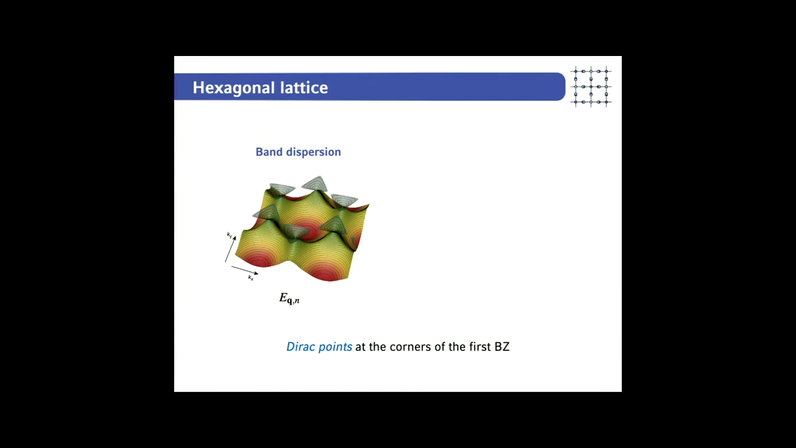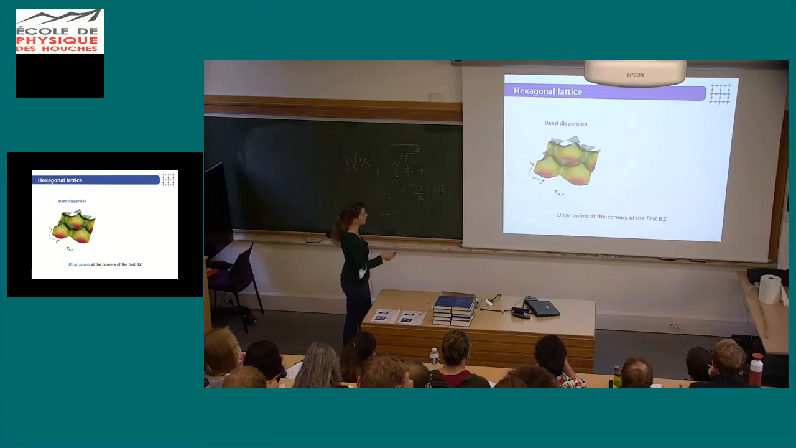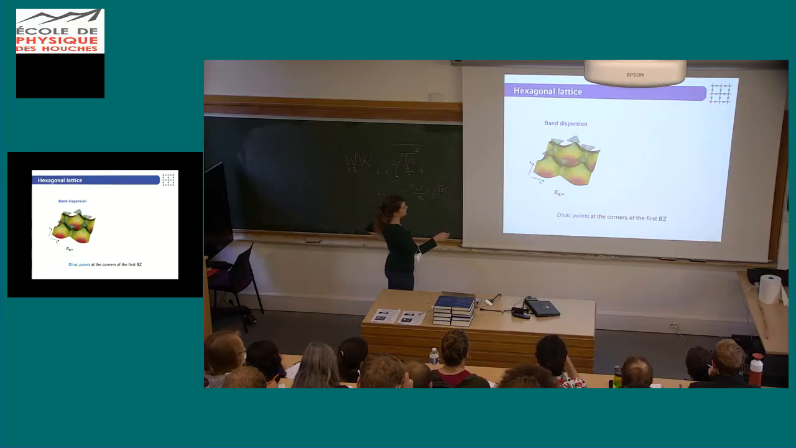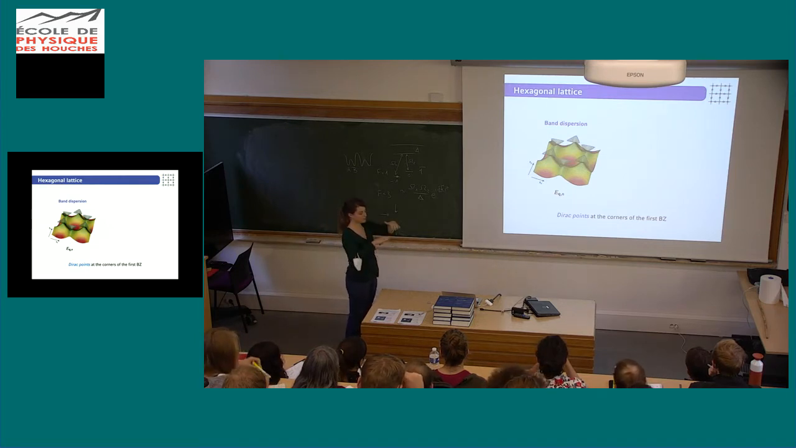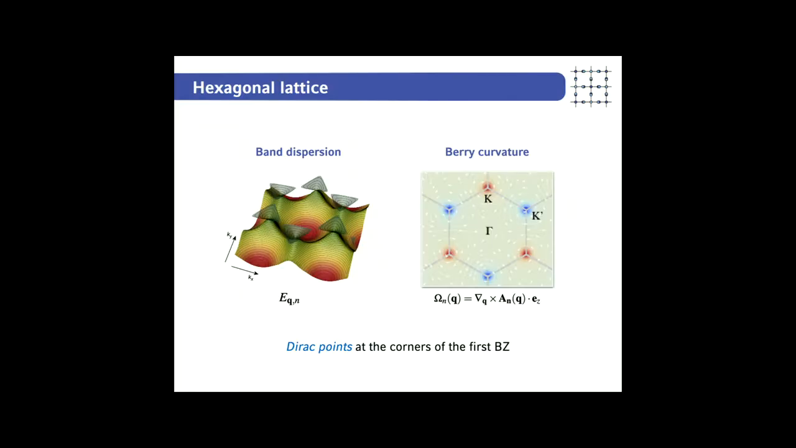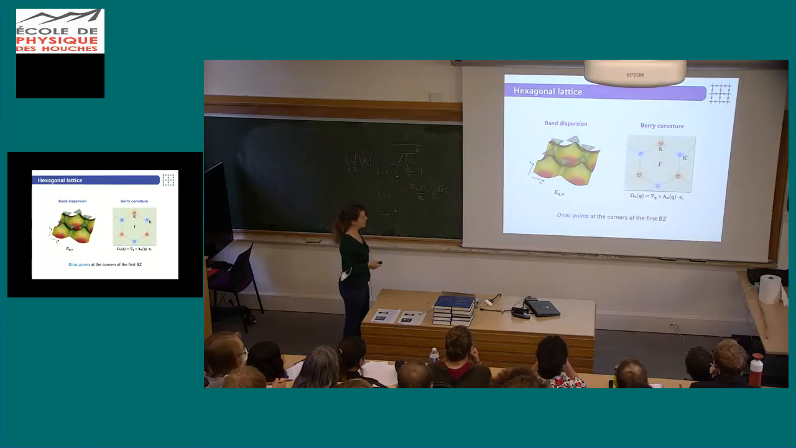And this is the dispersion relation. So these K and K prime points are here, here, here, here, and here, and here. And the dispersion around the K and K prime points is linear. So these are so-called Dirac points. So in the hexagonal lattice, we get two bands which touch at the edges of the Brillouin zone at the Dirac points. And if you compute the Berry curvature, it looks like this.